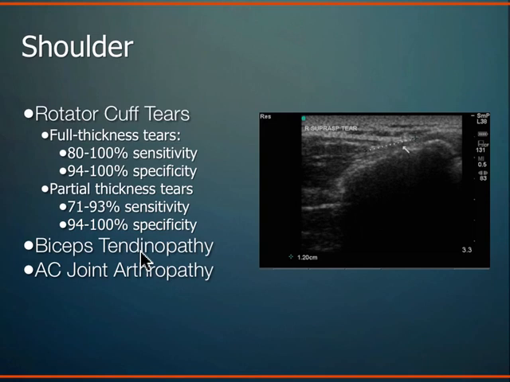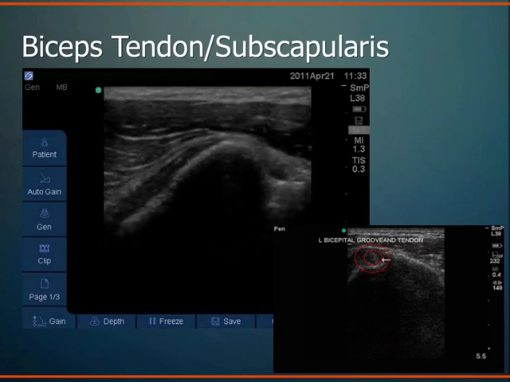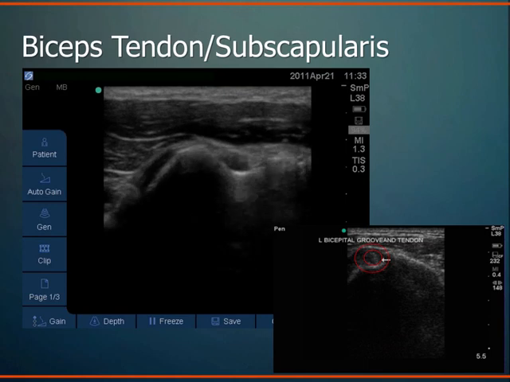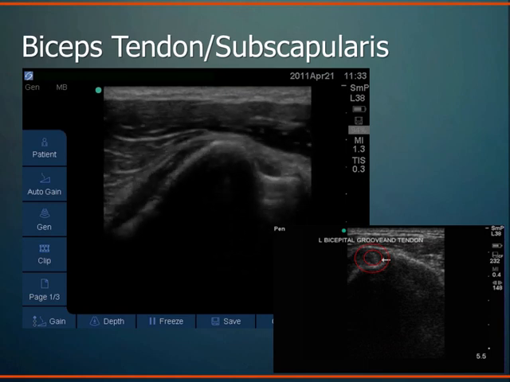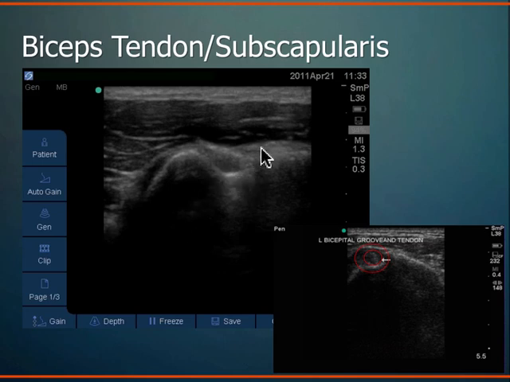Also around the shoulder, you can see biceps tendinopathy. We can look a little bit at that when we go through the practical portion, as well as AC joint arthropathy, and we'll talk a little bit more about that. So this is the biceps tendon. This is a short axis view of the long head of the biceps tendon as it comes up through that bicipital groove in the shoulder. So this is the humerus, and this is the bicipital groove between those humeral condyles. And the biceps tendon sits right in this little groove here.